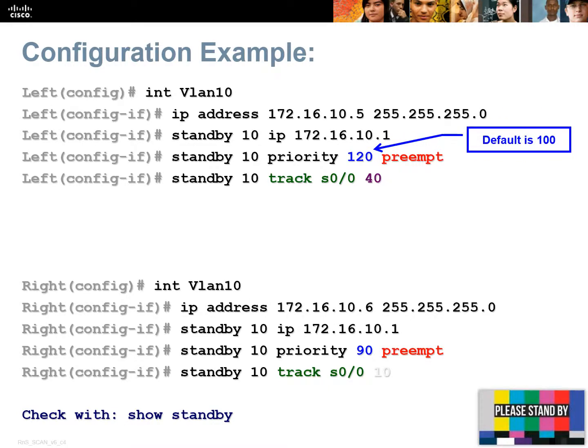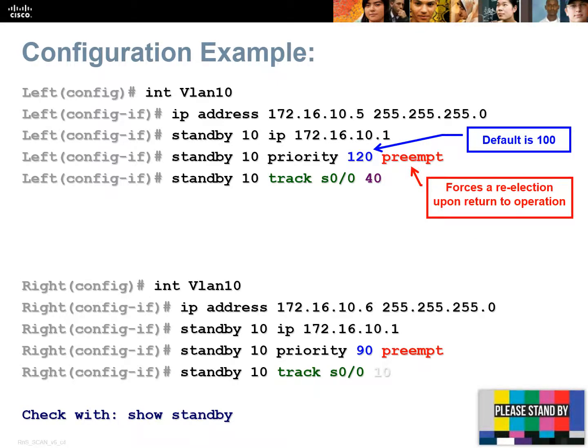Now, priority. When you get the opportunity to choose which one is going to be active and which one's going to be standby. So the default is 100. So as soon as you set the priority above 100, then that router is always going to be the currently active router. So as you see with the right hand router, I've set the priority to 90. So that one's always going to wake up, and by default it's going to be the standby.